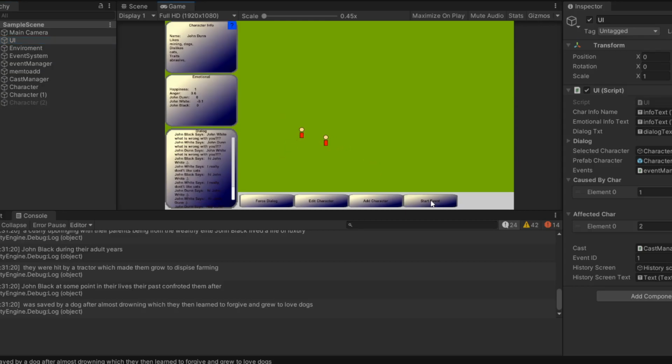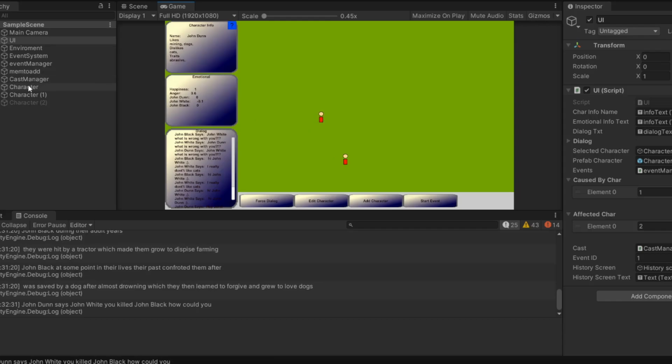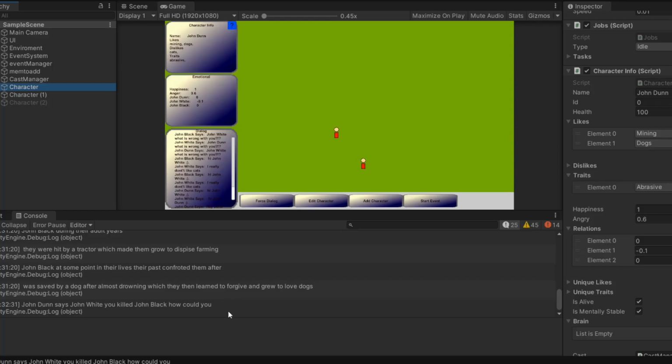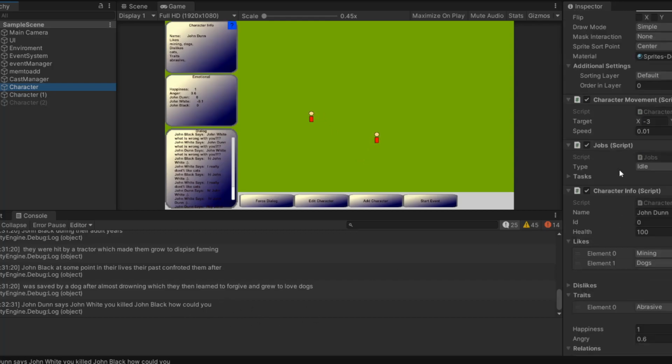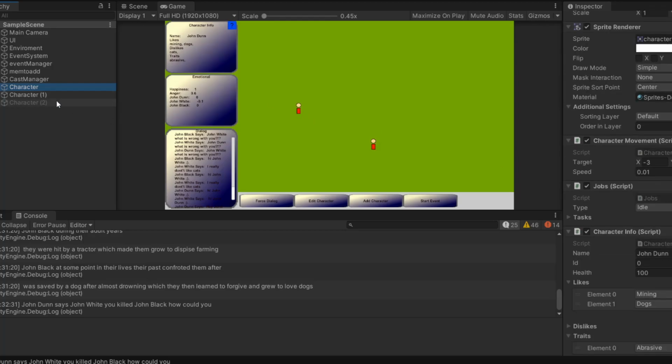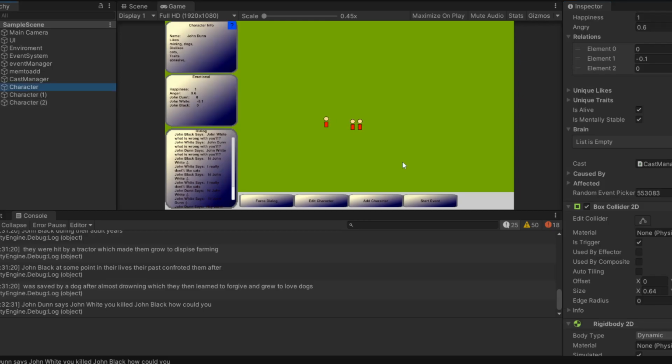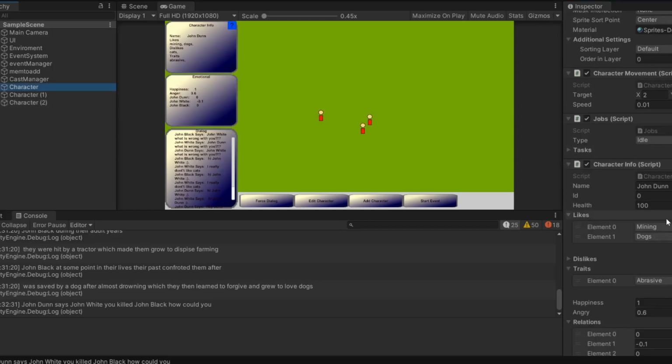So when I click on this, it will kill character 2, and it will generate a memory in character 1, which just got triggered, where the character will simply be horrified at the murder event. So if we reactivate character 2, we can then do this event again, but this time we can change this first character to a vengeful trait, which will be here.